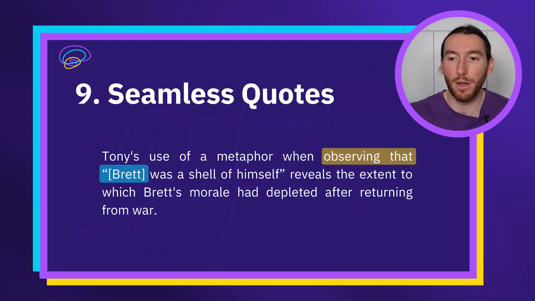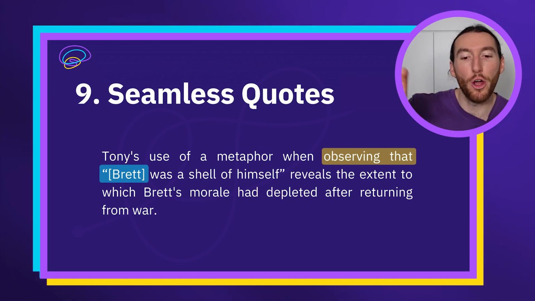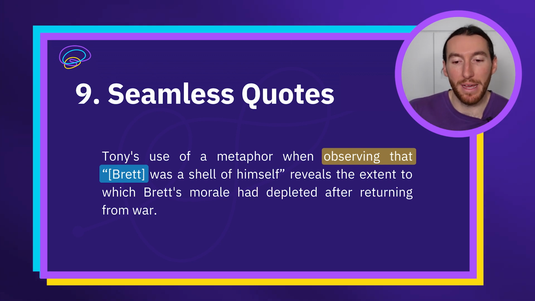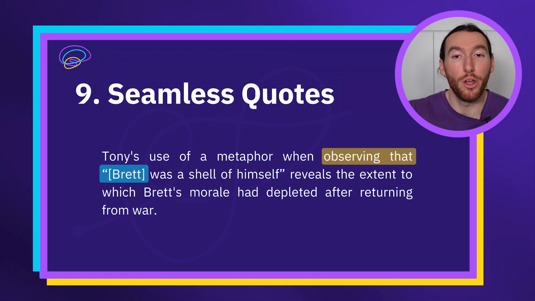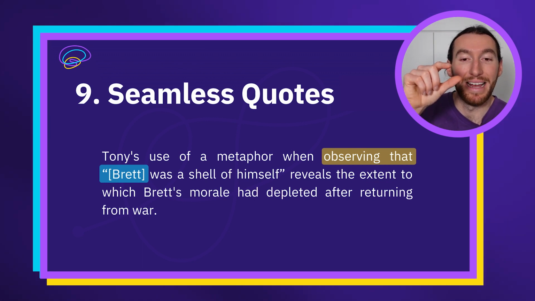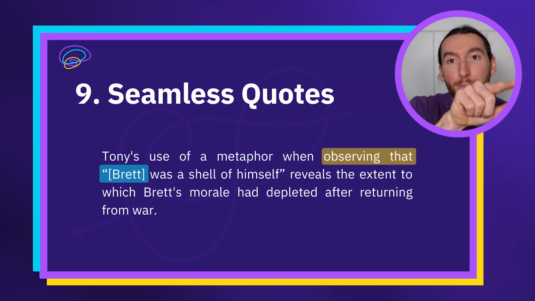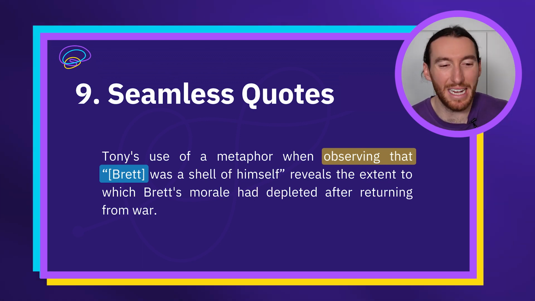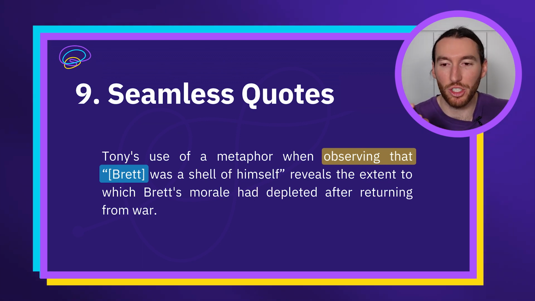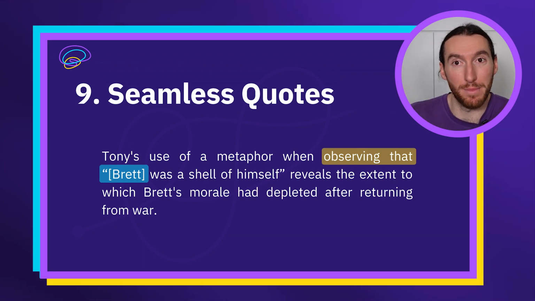Here is another way of removing the returning from war aspect. We can change that to the end. So Tony's use of a metaphor when observing that Brett was a shell of himself. Notice how we've substituted he for Brett, but I put it in square brackets. Why have I put it in square brackets? Did we need to even keep it in this quote? Not really. We could actually take it out and say, when observing that Brett, quote, was a shell of himself.